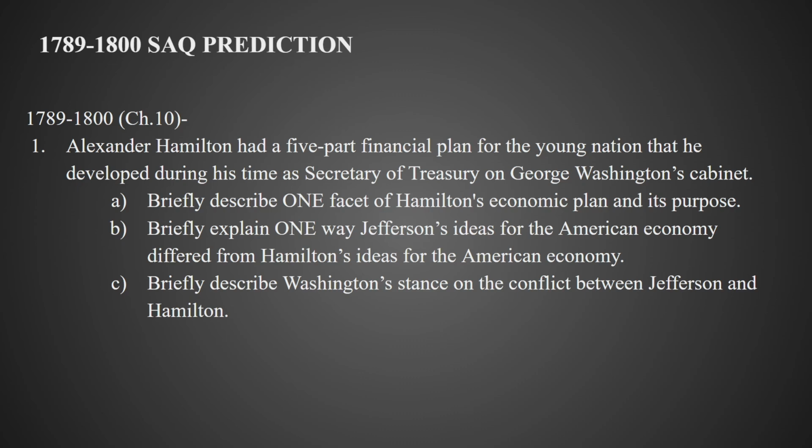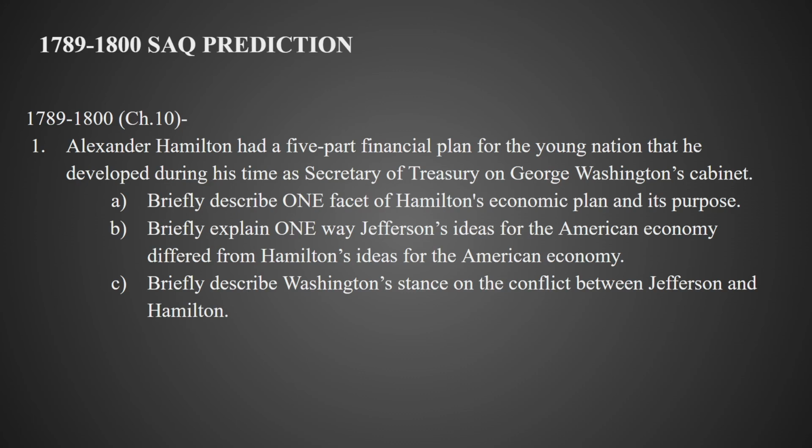And then A, briefly describe one facet of Hamilton's economic plan and its purpose. So briefly describe one part of his plan and its purpose. And part B, briefly explain one way Jefferson's ideas for the American economy differed from Hamilton's ideas for the American economy. And finally, briefly describe Washington's stance on the conflict between Jefferson and Hamilton. So go ahead and give yourself 13 minutes and answer A, B, and C, and then I'll go over some possible answers.